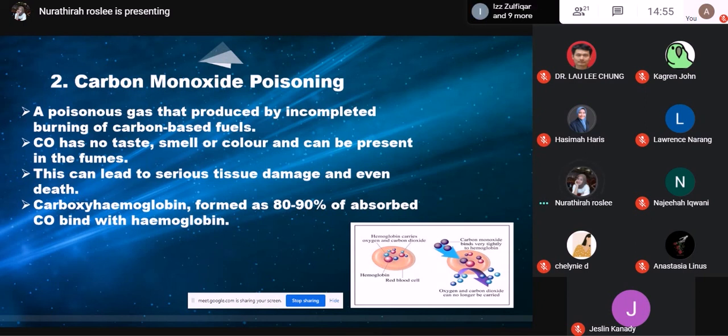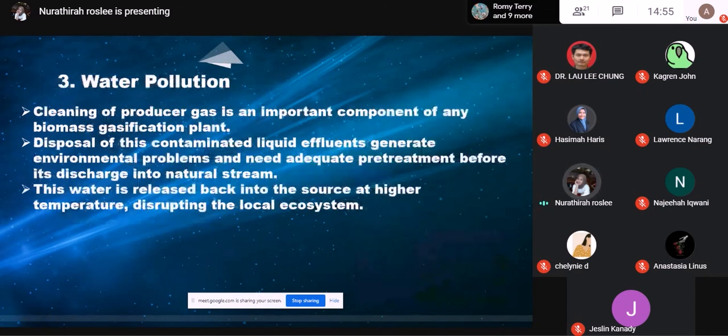Last but not least is water pollution. Cleaning of producer gas is an important component of any biomass gasification plant. A producer gas obtained from biomass gasification is often cooled before use in a gas engine to increase the energy density of the gas. During the cooling process, some hydrocarbons are condensed with water, and the result is condensate contaminated with organic compounds such as polycyclic aromatic hydrocarbons and benzene, toluene, ethylbenzene, and xylene. It is highly toxic, leading to a risk of water pollution, adverse health and environmental effects, and the emission concentration of organic compounds also increases with time.